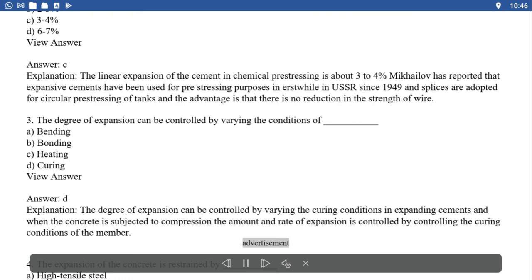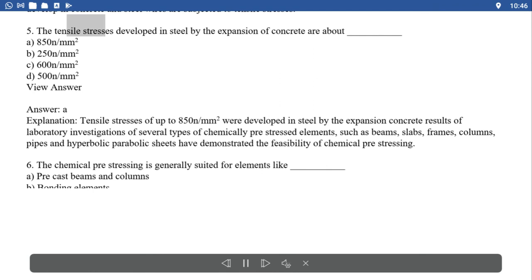4. The expansion of the concrete is 5. The tensile stresses developed in steel by the expansion of concrete are about ________. A. 850 N/mm2, B. 250 N/mm2, C. 600 N/mm2, D. 500 N/mm2. Your answer: Answer A.